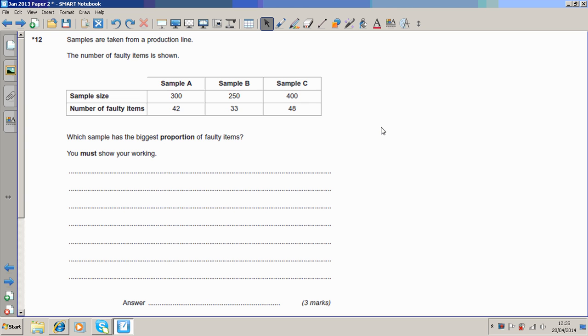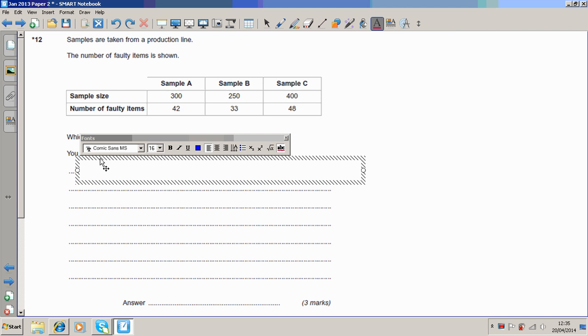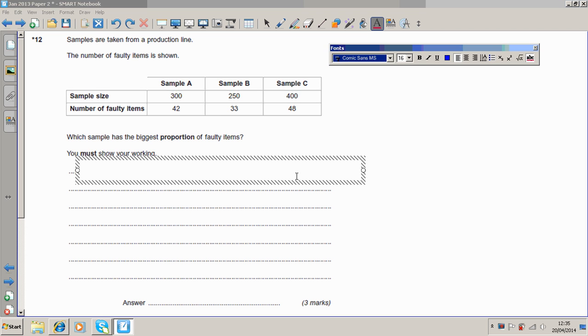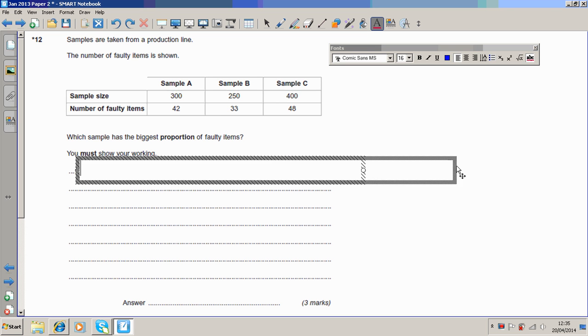12. Samples are taken from a production line. The number of faulty items is shown. Which sample has the biggest proportion of faulty items? You must show your working out. So just set your working out in a sensible way. What we're going to do then is, if we're talking about proportions, then the easiest way is to look at it as a percentage.